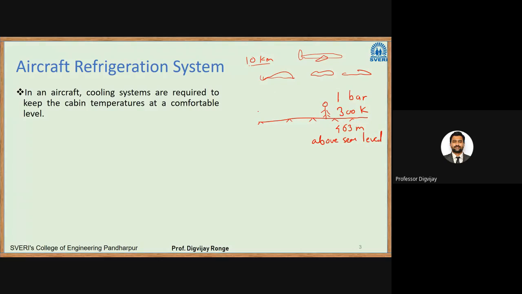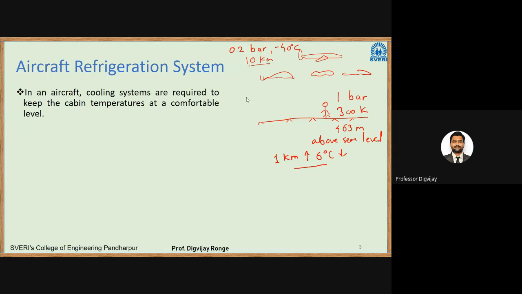It is generally said that for every kilometer you go above the average sea level, the temperature reduces by 6 degrees Celsius. Now this is a very approximate value. If the aircraft is flying at this much height, the conditions there are 0.2 bar, and the temperature can drop to minus 40 degrees Celsius. So temperatures are in the range of minus values at high altitudes.